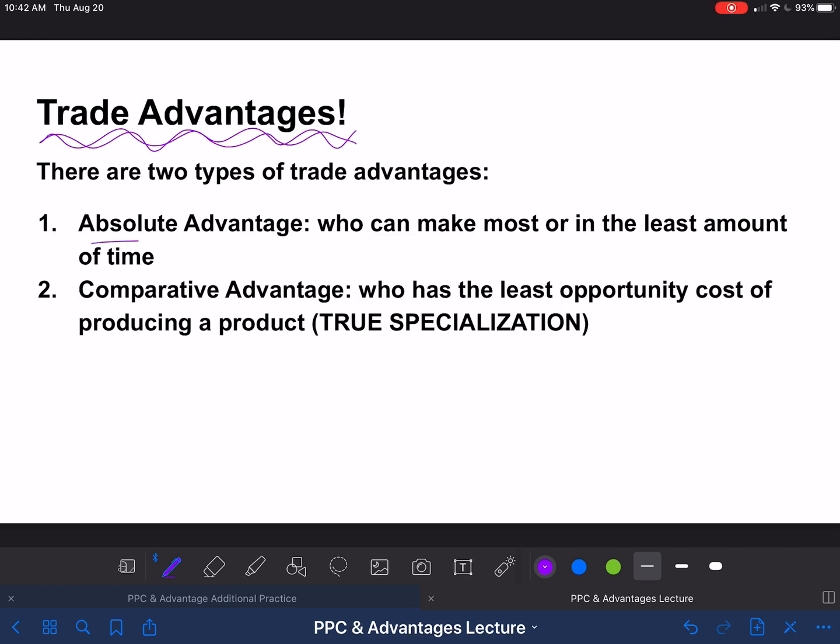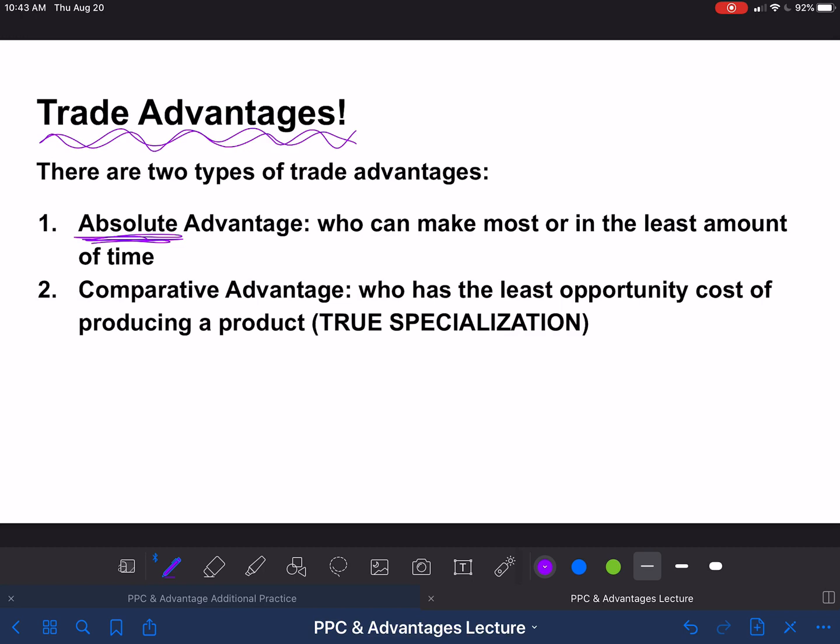The first is through absolute advantage, and this is just who can make the most. So if Tom can make 5 shirts, but Lisa can make 10, who makes the most shirts? Tom with 5 or Lisa with 10? Lisa. That's absolute advantage. Or it's in the least amount of time. So it takes Tom 1 minute to make a shirt, but Lisa needs 2 minutes. So does Tom have the absolute advantage by making 1 shirt in 1 minute, or is it Lisa that needs 2 minutes to make 1 shirt? Well, it's Tom. He only needs 1 minute, and Lisa needs 2.